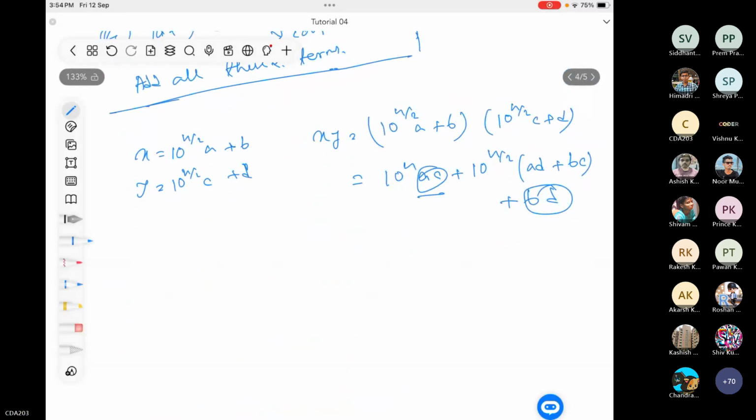Now, also we have to add them. So what are the things we have to find? We have to compute AC, BD, AD and BC, right?